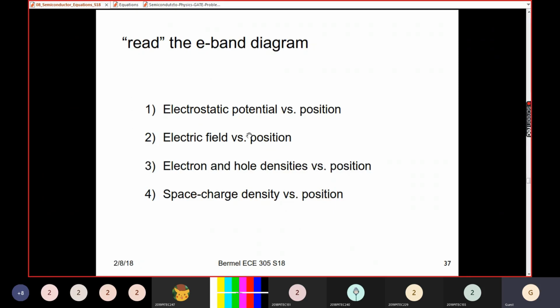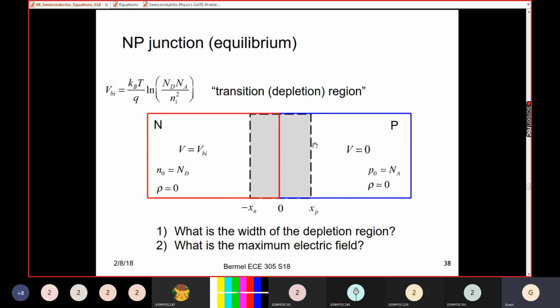So we can define this E-band diagram with respect to the electrostatic potential versus the position, electric field versus position, electron and hole densities versus position, space charge density versus position. So four things you can observe by using this E-band diagram.